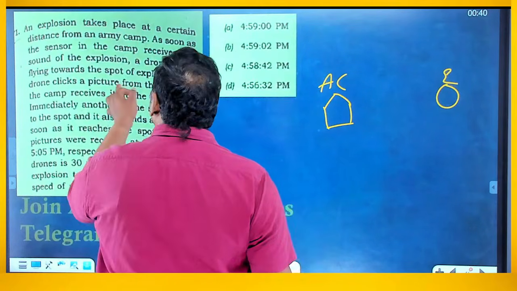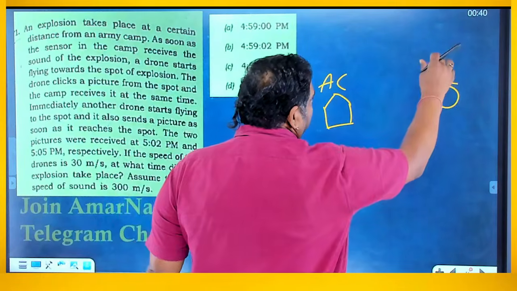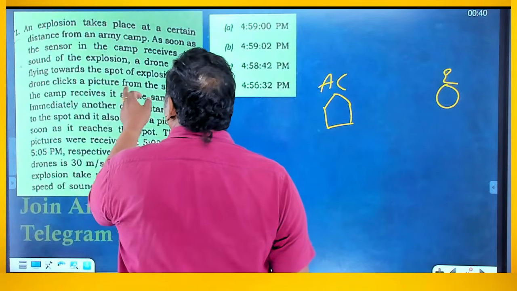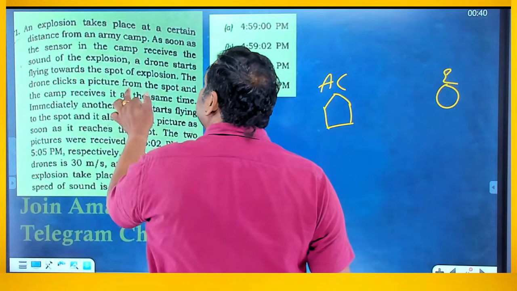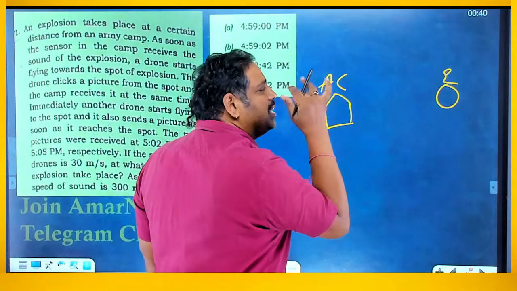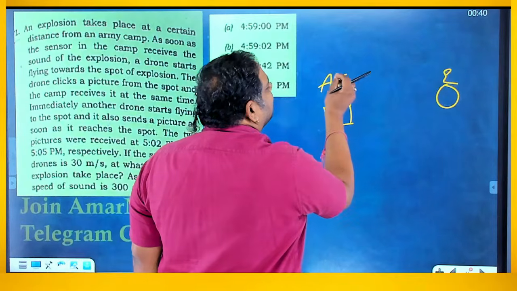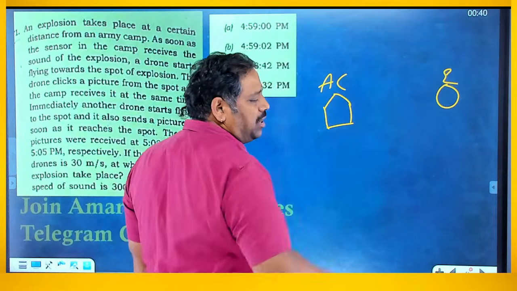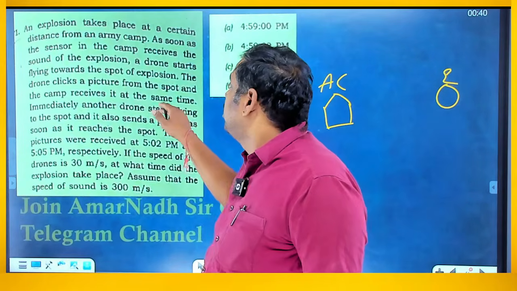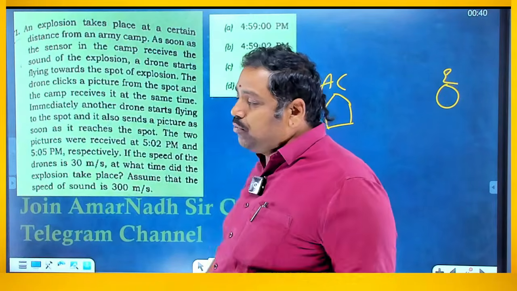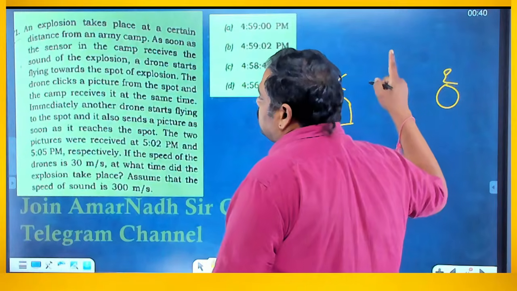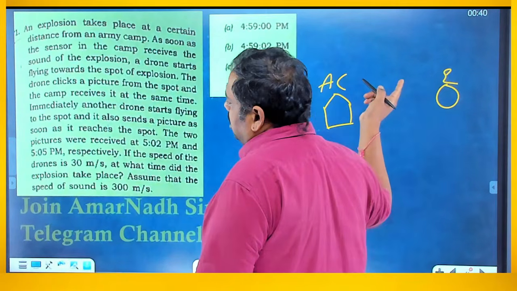The drone clicks a picture from the spot, means it comes here and takes a picture. The camp receives it at the same time, means through the internet it is sending. That's why simultaneously, when it clicks a photo, it automatically reaches him. No travel time for that photo, right? That's why it said instant. At the same time it received. So when it received, immediately another drone starts flying to the spot, and it also sends a picture as soon as it reaches the spot.